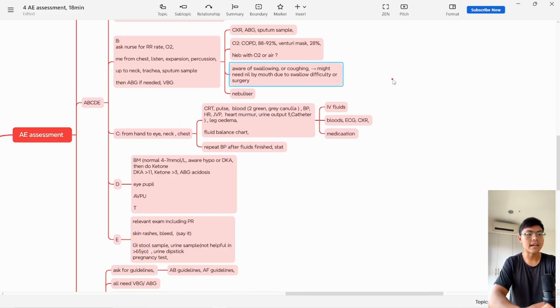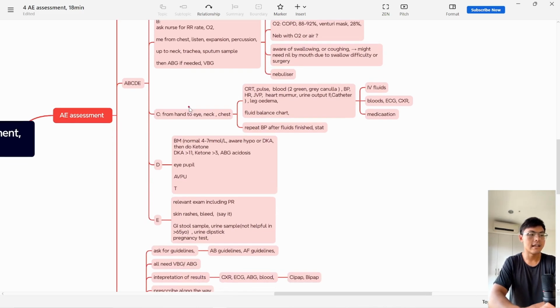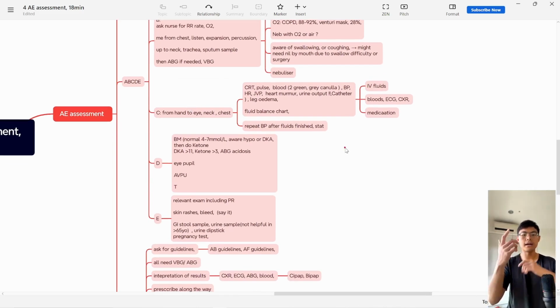Nebulizer, you can ask for that. And going on to C. C-wise, you go from hands up to the arm, and then to the neck, chest, and then urine output downwards. Before starting, you verbalize that we're going to go on to circulation. You ask the nurse to check the blood pressure and heart rate while you do the other side. Press the hand, capillary refill time, say it, 1, 2, 3, 4, 5. If the refill time is less than 4, it's normal.